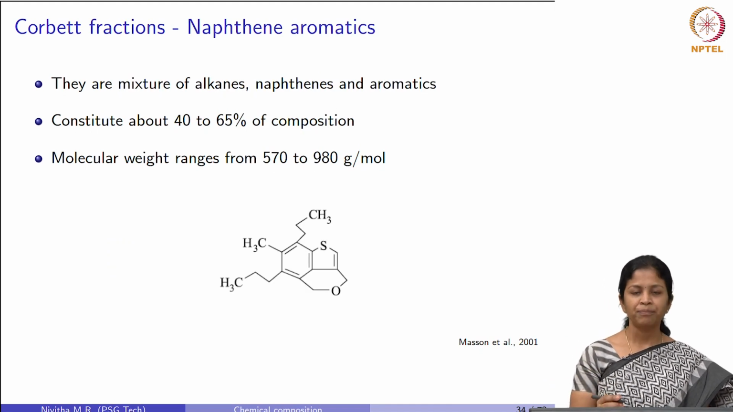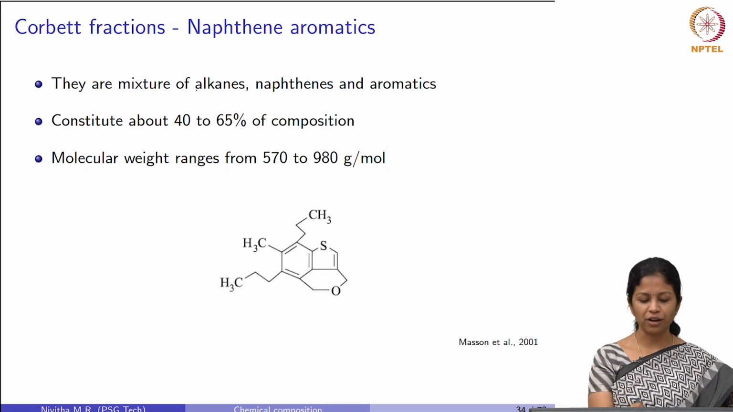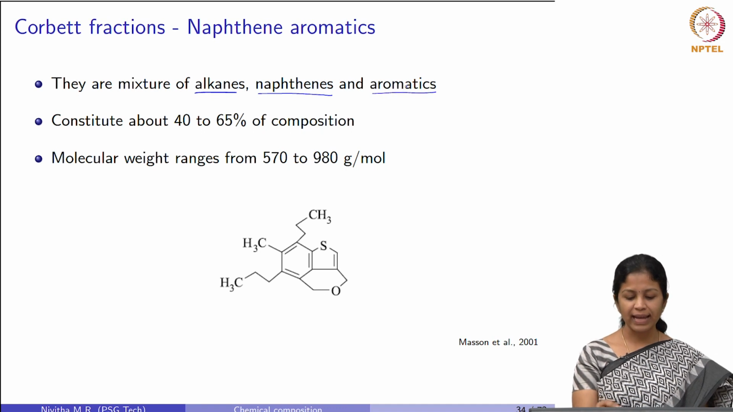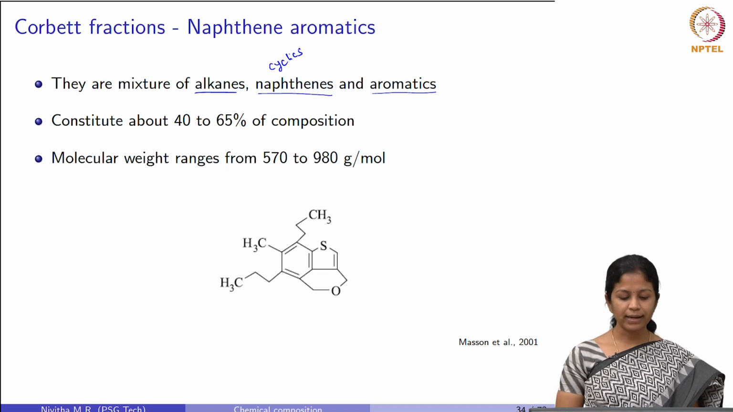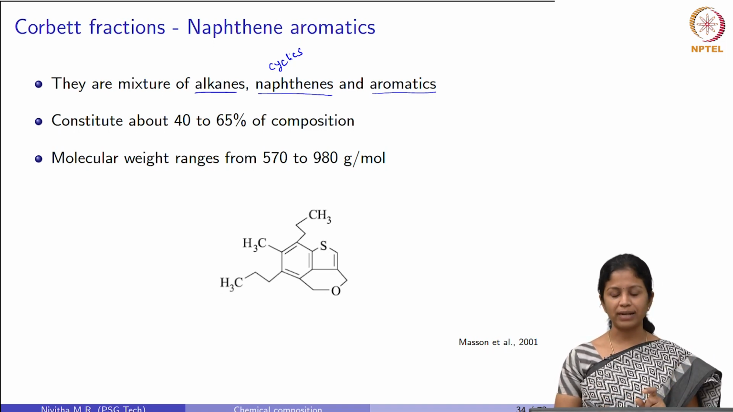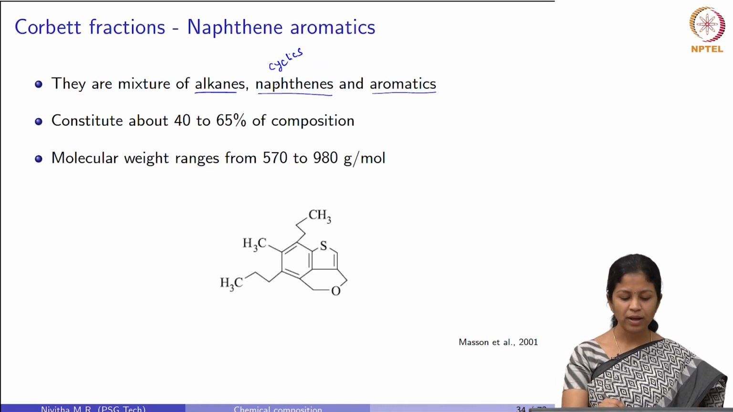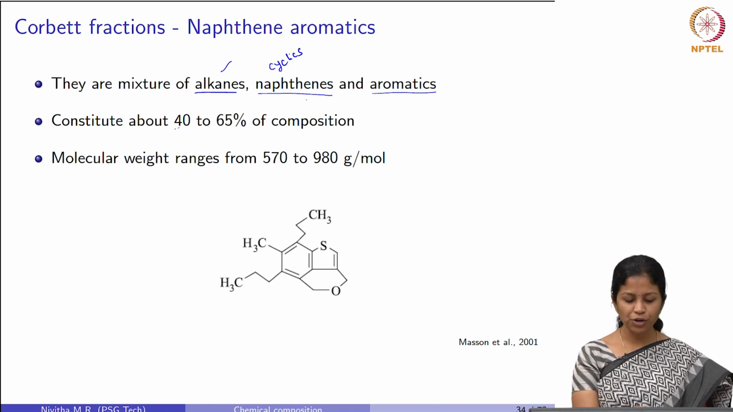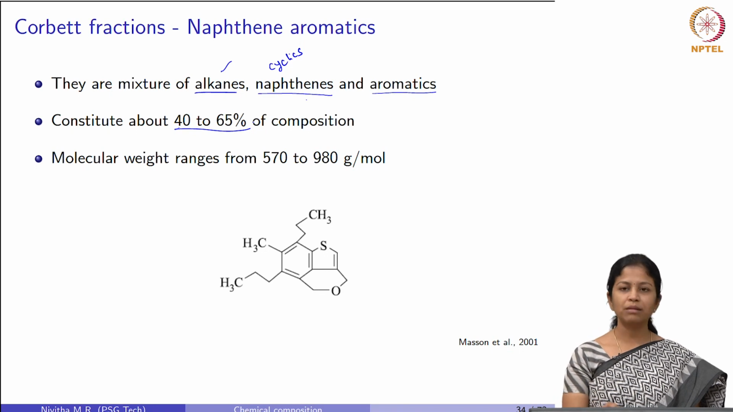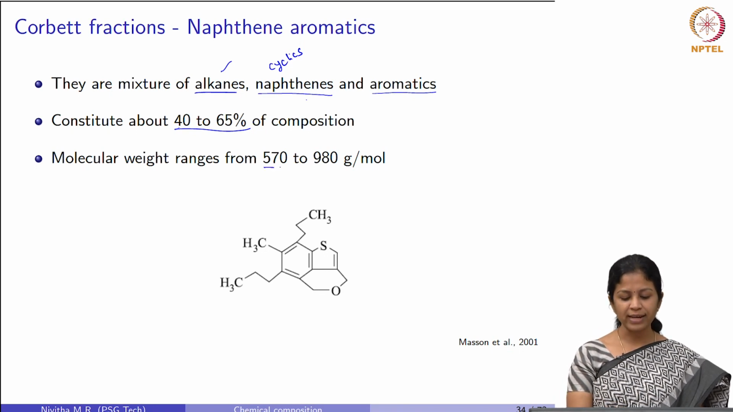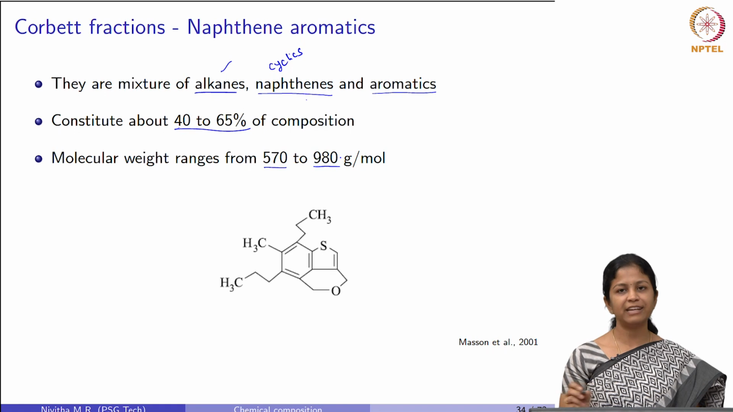naphthene aromatics. These naphthene aromatics are a mixture of alkanes, naphthenes and aromatics. Again these naphthenes are nothing but cyclics, right. So, they also are composed of alkanes, naphthenes and aromatics, but they have more proportion of alkanes compared to these two fractions. And they constitute about 40 to 65% of the composition in bitumen. And the molecular weight here ranges from 570 to 980 gram per mole.